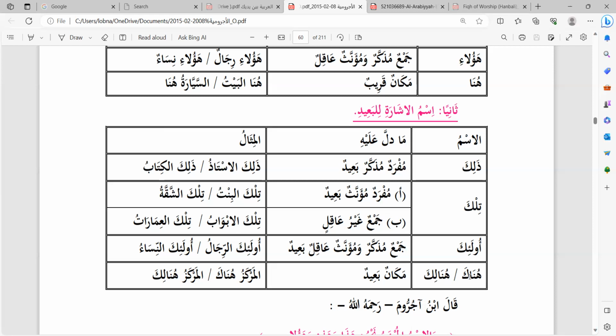If I want to say the markaz is there, to indicate something that's far, I'll say al-markaz hunak. If I want to say the school is there, to indicate far, I'll say al-madrasa hunak. If I want to say the opposite, the school is close, I'll say al-madrasa huna, the school is here. Hopefully that wasn't too confusing. Any questions on this before we go? Once you do the exercise, you'll kind of understand.